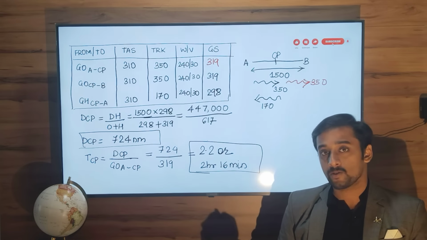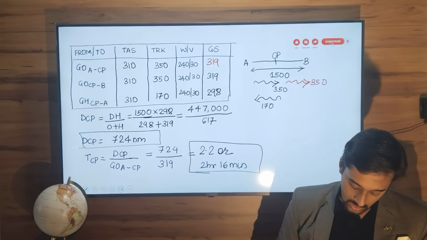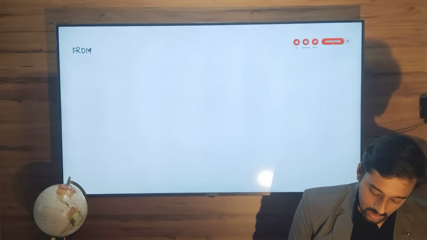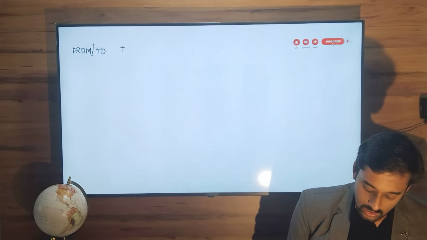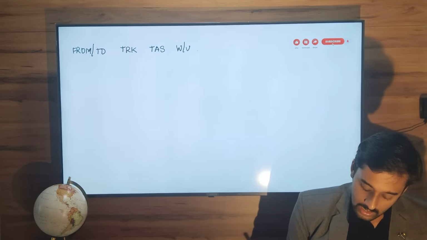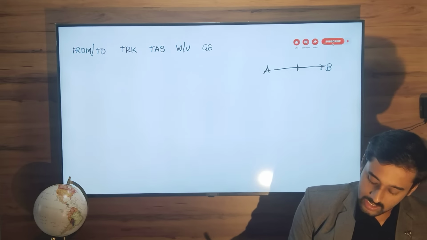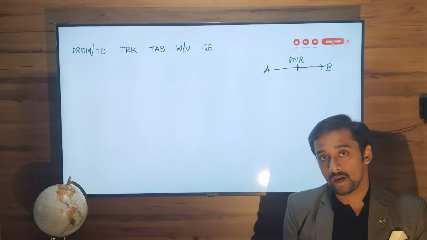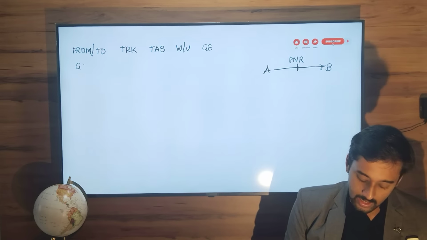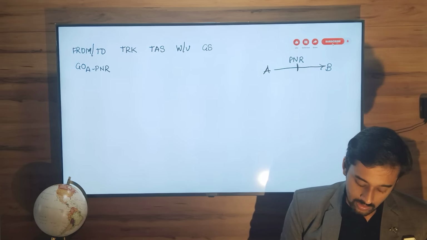Now let's go to the next part of the question, which asks us to find PNR, time and distance. For PNR, the same table: from-to, track, winds and ground speed. You're going from A to B. There is a PNR, point of no return. So always for PNR there will be two rows: ground speed outbound from A to PNR and ground speed homebound from PNR to A.